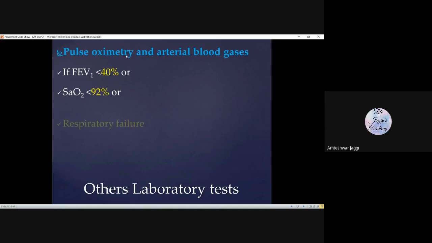They are conducted only when you see the condition of the person is very severe, when there is respiratory failure, or you see the saturation level has reduced. Saturated oxygen concentration is less than 92%, or the forced expiratory volume is less than 40. For the diagnosis, it was 80%, if you remember. But in the severe condition, it can be less than 40. Or if it is less than 92, then you perform these tests. Otherwise not.